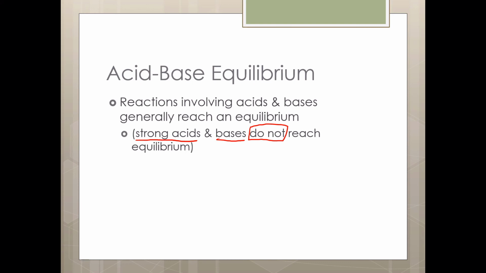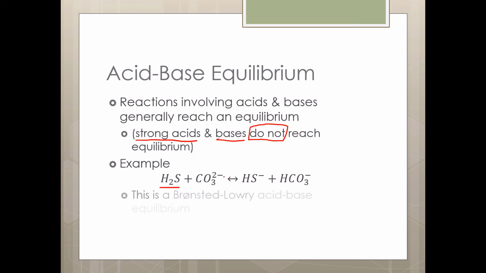Now, in your textbook, there should be a table of acids and bases right after the solubility table. So right after the KSP table, that's the acid-base strength table. And we'll talk about the strong acids and strong bases in a moment. Now for things that are not strong acids or strong bases, they will reach an equilibrium. So for example, this is hydrosulfuric acid and carbonate. This is not a strong acid, it's actually a weak acid. We'll talk about that in a moment.